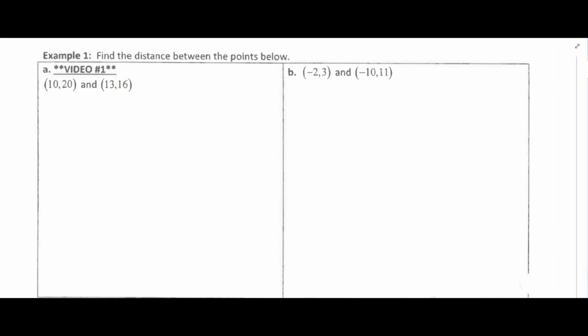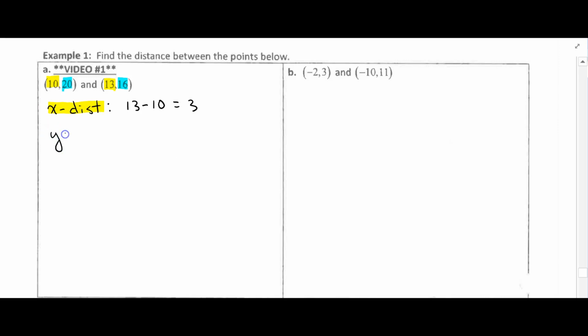So really, in order to find the distance, we just need to apply the Pythagorean theorem. So here are my 2 x values, and here are my 2 y values. And if I find the distance between my x's, so my x distance, so that's 13 minus 10, always subtract the smaller one from the larger one. That's going to give me 3. So that's my x distance.